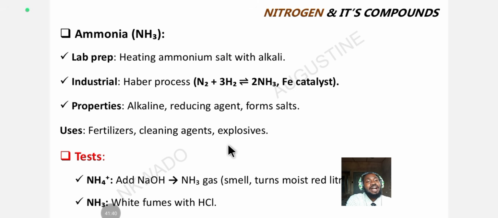It's also used to manufacture explosives. Remember, nitrogen is used to manufacture explosives. Nitrogen is used to do what? To manufacture explosives. So a compound of nitrogen is most likely going to be used to manufacture explosives.